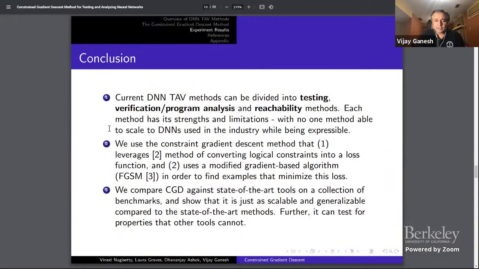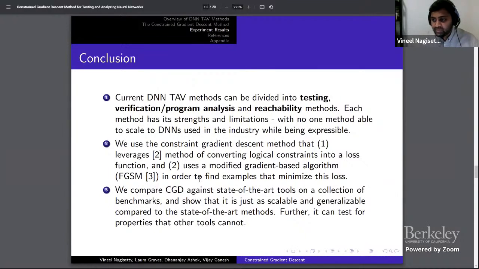So Vineel, I had a couple more questions. One question was, where do you see this going, constraint gradient descent based methods, in terms of the kind of properties that you can test going forward? Yeah, what we're looking at is how to apply this in other settings, like, for example, natural language.